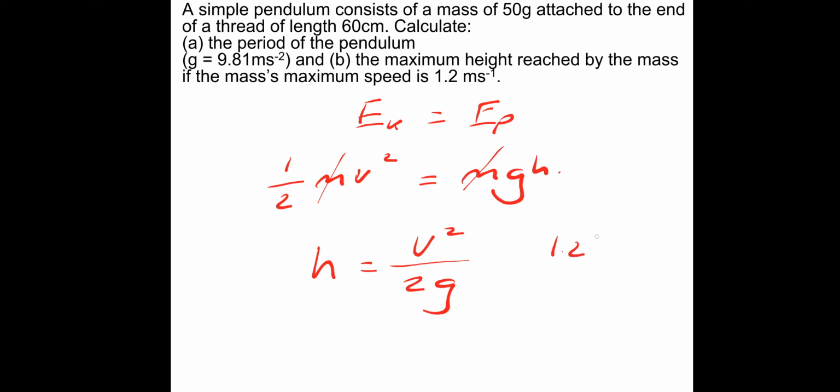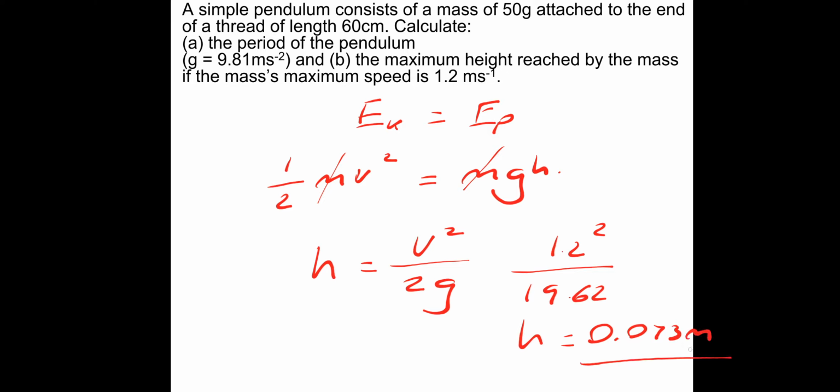So that's 1.2 squared divided by 2 times 9.81, which is 19.62. And that gives a maximum height of 0.073 meters. Hopefully that question went okay. Let's move on.